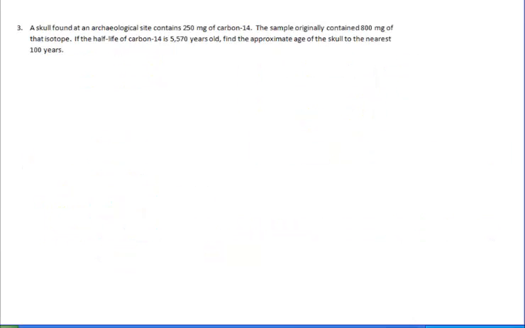A skull is found at an archaeological site that contains 250 milligrams of carbon-14. The sample originally contained 800 milligrams of the isotope. If the half-life of carbon-14 is 5,570 years, find the approximate age of the skull to the nearest 100 years. If you look at the top of your worksheet, we have a half-life equation. It looks like this: F equals S times 1/2 to the T divided by K power, where F is the final size.